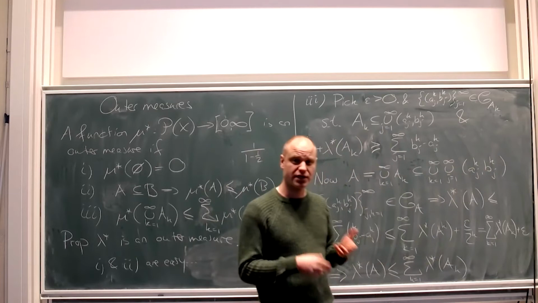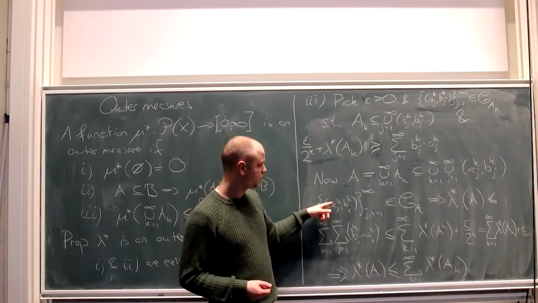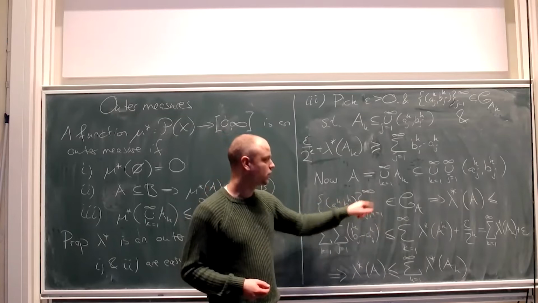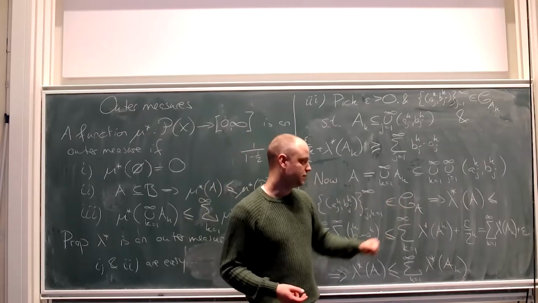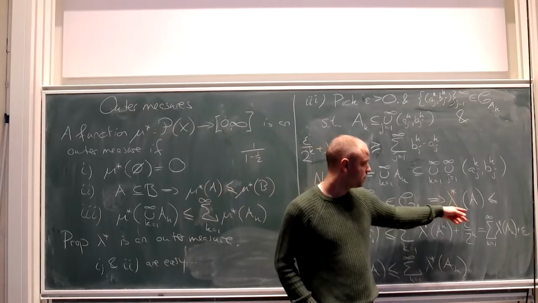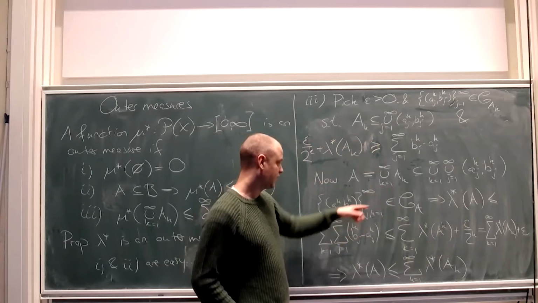Now, I'm not going to do that. I'm just going to work with it as it is. So instead of reordering them, I'm just saying that AJK to BJK for J and K going from 1 to infinity is in C of A, meaning that this is a countable set of intervals that cover A. Okay? By definition of lambda star, lambda star of A, which is the infimum of all such sums of the lengths, is smaller than that. So I have less than or equal to, and then here a double sum.